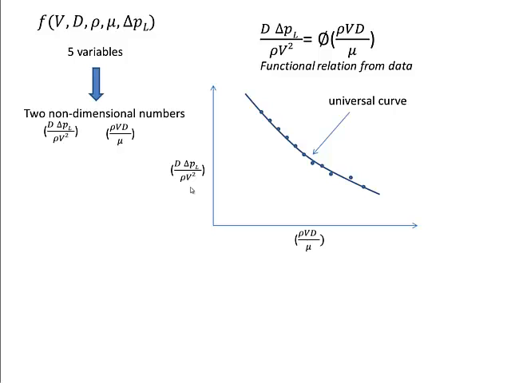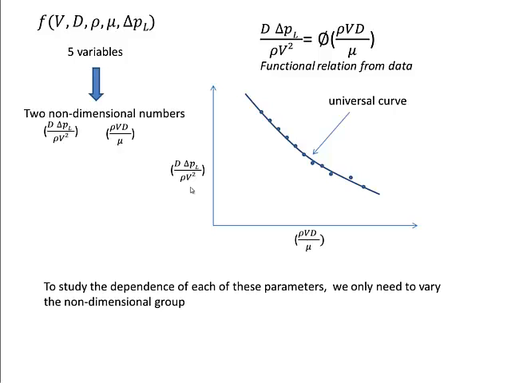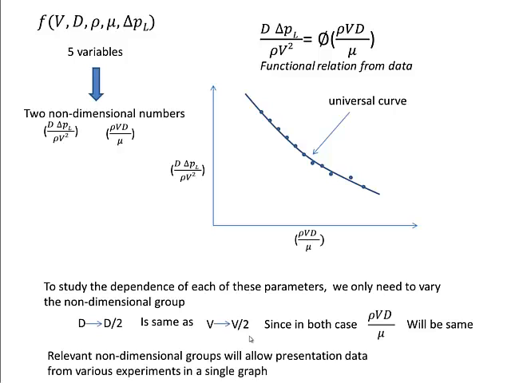For example, an experiment that requires reducing the diameter of the pipe to half can be achieved by reducing the flow velocity to half, because in both cases the non-dimensional group will be changed to the same value. Therefore, using a pipe with a fixed diameter and using one fluid, we can study the influence of all parameters. This is the advantage of non-dimensional analysis in fluid mechanics. We will discuss more about non-dimensional groups in a later video.